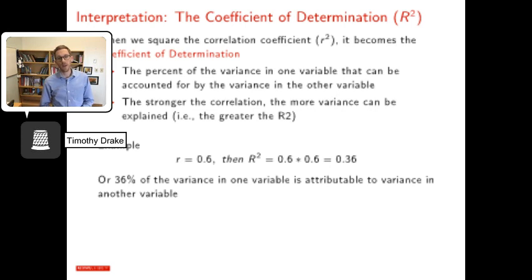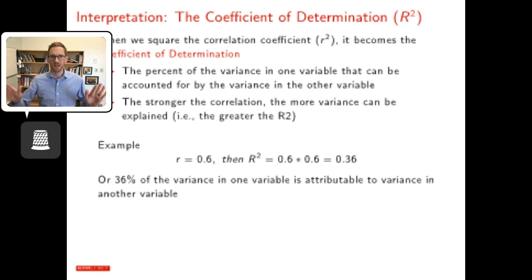Okay, now we come to what we call the R-square, or the coefficient of determination. When we square R, it becomes the coefficient of determination. Basically, it says the percent of the variance or the variability in one variable that can be accounted for by the variance in another variable. So what are the two things that are co-varying together? Some common factor or set of factors that do that. So the stronger the correlation, the more variance can be explained, or the greater the R squared.